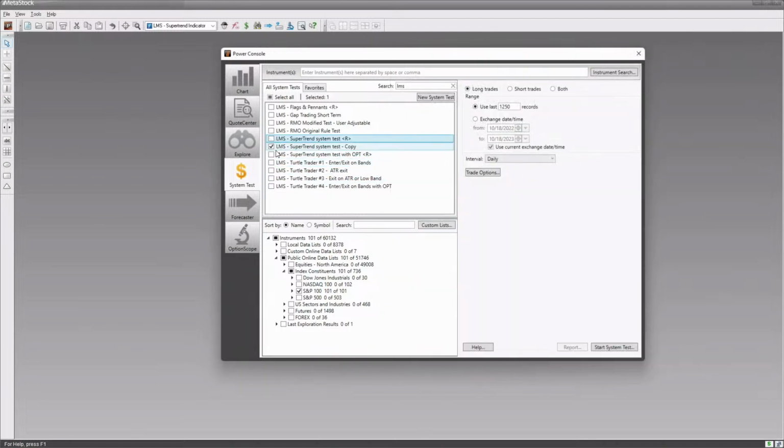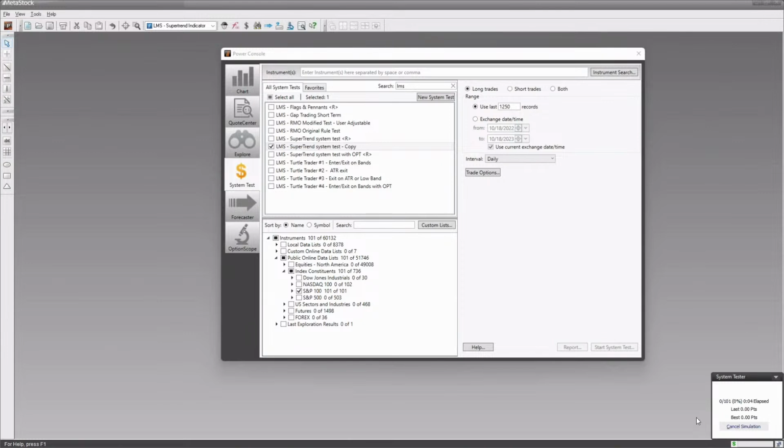And now to run this system test, I'm going to select it. And then down here at the bottom, I'm going to run this on the S&P 100, for example. So I'm going to run this same system test here on 100 securities. I'll keep everything else the same over here on the right-hand side, and we'll just click on our Start System Test. All right.